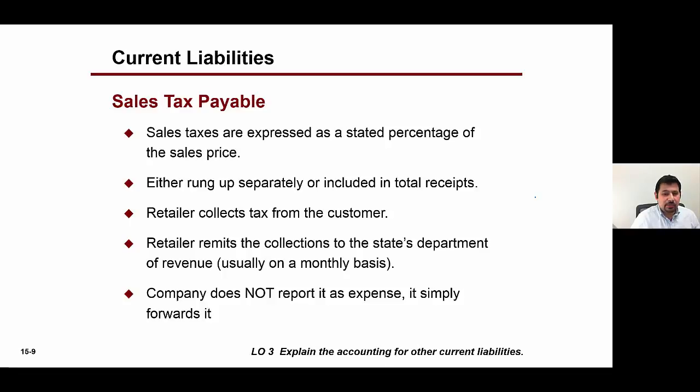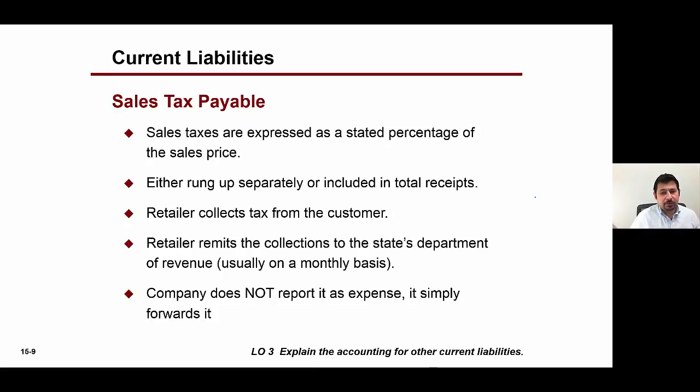They don't recognize it as an expense, or as revenue, because the company is not receiving the money for their use. They don't have the right to use it. They are simply forwarding this amount. It's like channeling this payment from the customer to the tax agency. So basically the customer is paying the tax agency through the retailer.